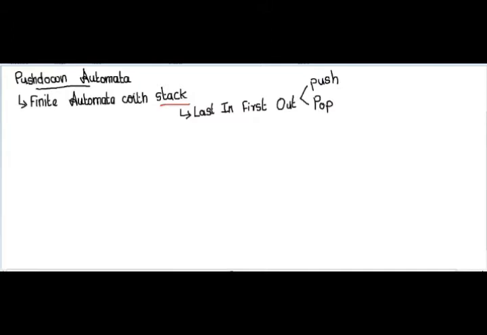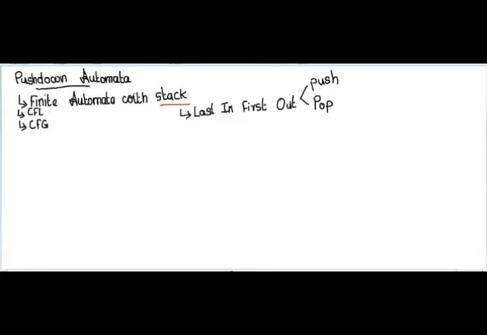Pushdown automata is mainly used in compilers. That is, in the second and third phase of the compiler, the pushdown automata concept is used. The language used in pushdown automata is context free language, and the grammar used here is context free grammar. According to the Chomsky hierarchy of language, pushdown automata comes under type 2.